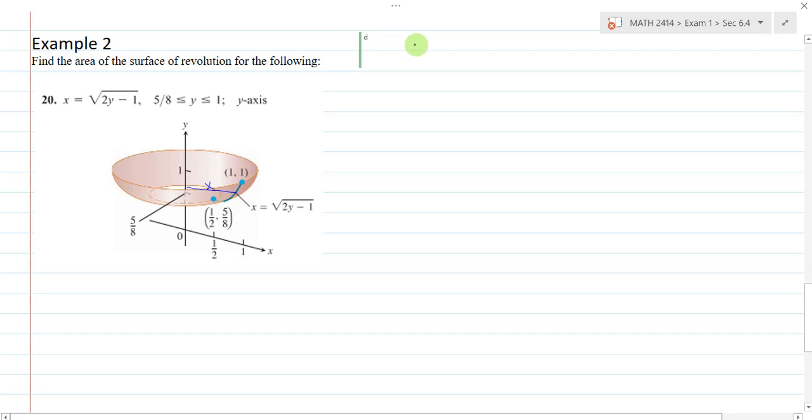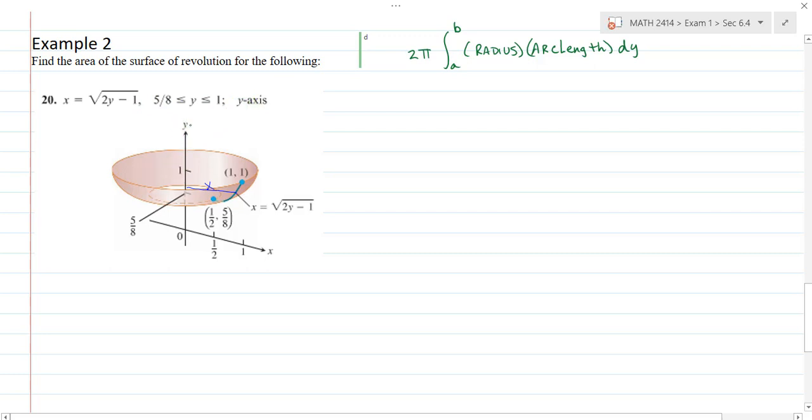Just to remind you, the integral for surface area is going to be 2 pi times the integral from A to B of your radius times the arc length. Because our bounds are given along the y-axis here, I'm going to integrate this with respect to y. I know that because of the bounds that I was given. Those will then become the bounds on the integral. Well, I'm revolving this around the y-axis.